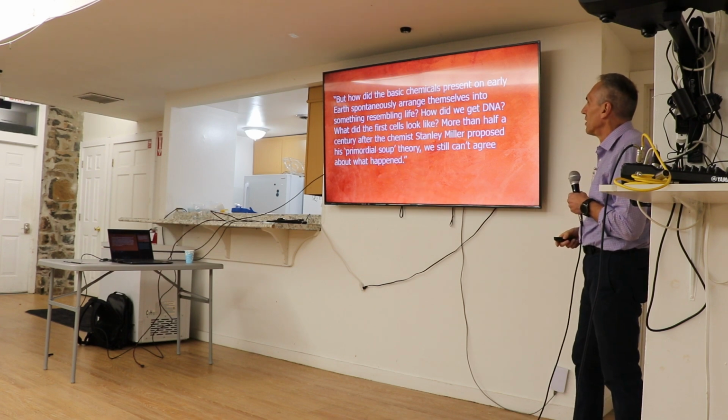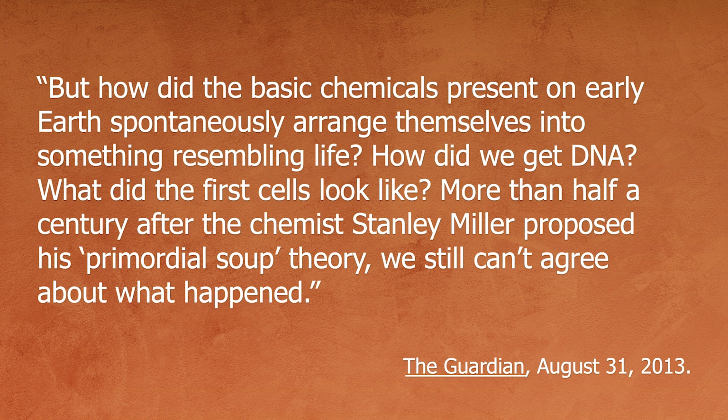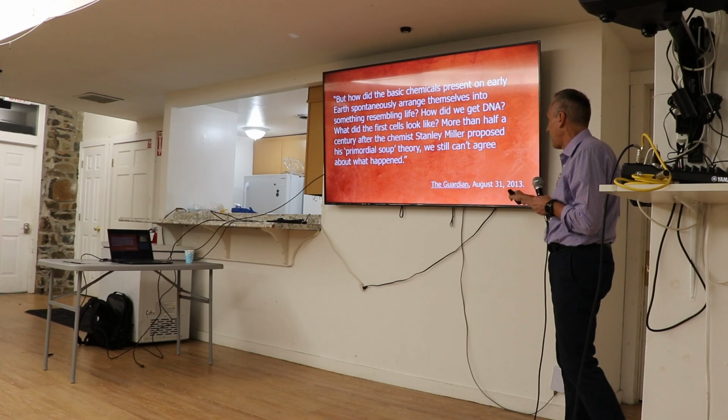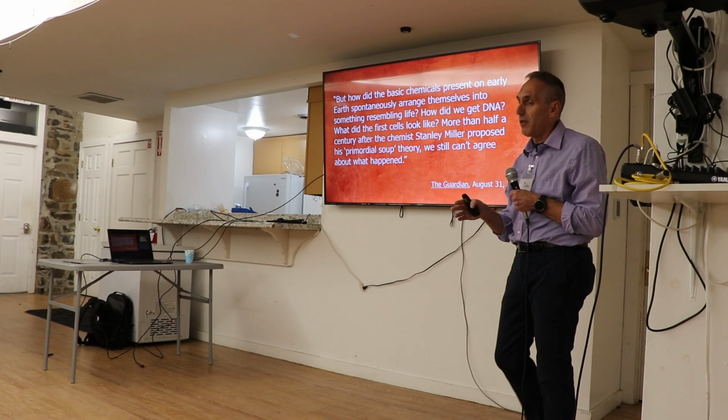I want to share this quote. How did the basic chemicals present on early Earth spontaneously arrange themselves into something resembling life? How did we get DNA? Oh, this is really important. What did the first cells look like? More than half a century after the chemist Stanley Miller proposed his primordial soup, that is, the blend of chemicals that was on the early Earth before life came about, we still can't agree about what happened. This was back in 2013, and that's still the case today.